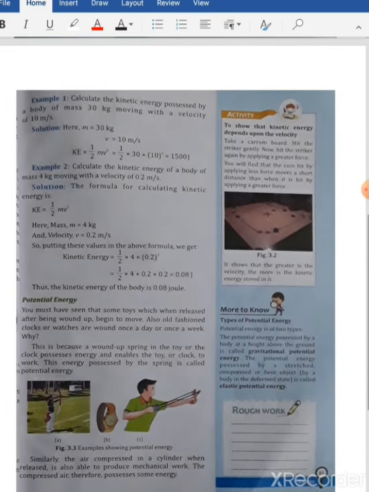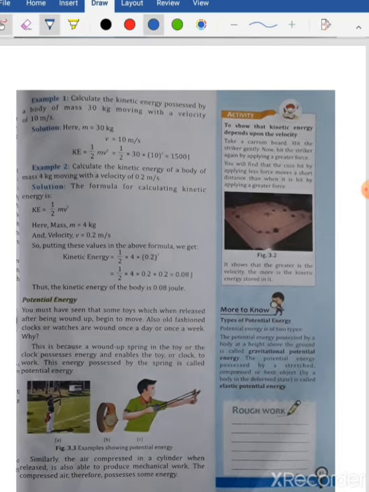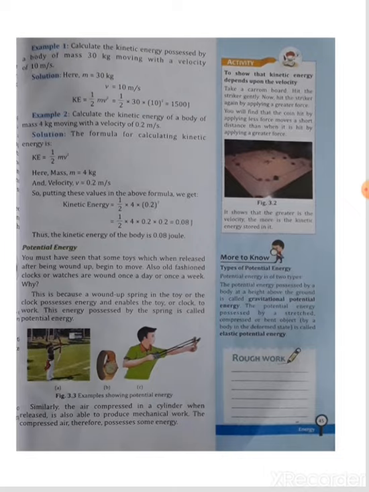Okay, now let's go to the next page. When you turn your page, on page number 45, you will come across numericals which are based on kinetic energies. Example number 1: Calculate the kinetic energy possessed by a body of mass 30 kg moving with a velocity of 10 meter per second. Whenever you are doing numericals, you have to follow the rules I have told you. Rule number 1 is to jot down the information given in the question. Here mass m is given 30 kilogram, velocity v is given 10 meter per second.